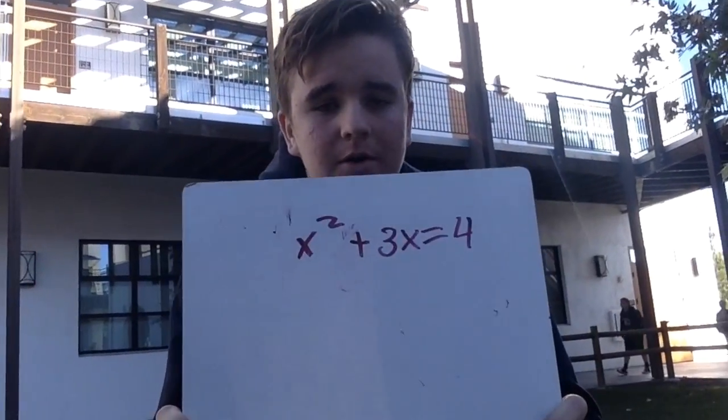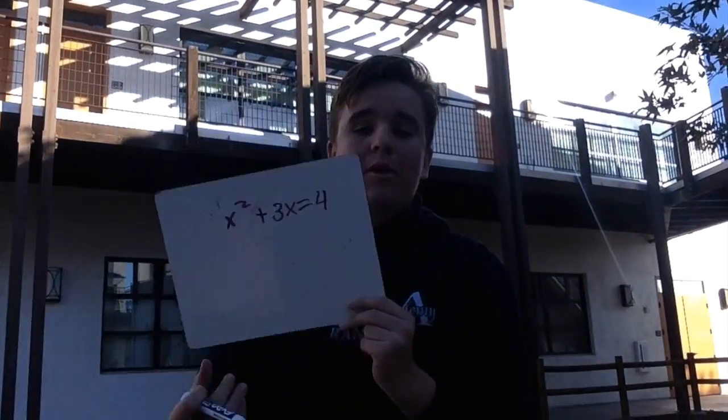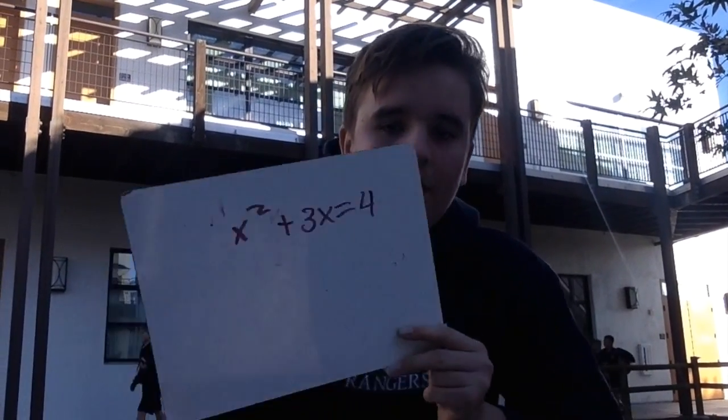More of a harder question. See, it has an equal sign in it. That's kind of spooky, right? So it's pretty simple to solve. All you want to do is subtract 4 and put it on this side. So it'd be x squared.